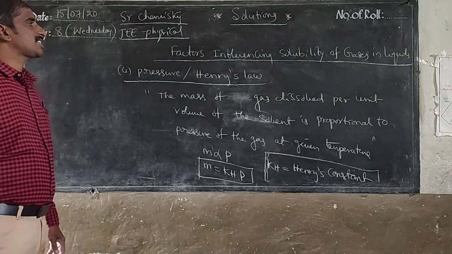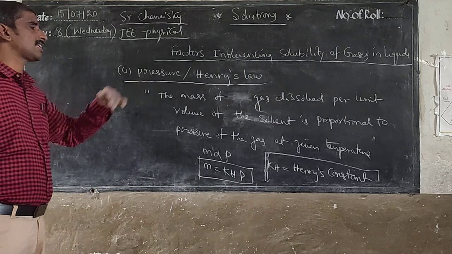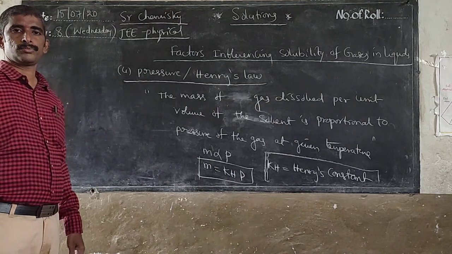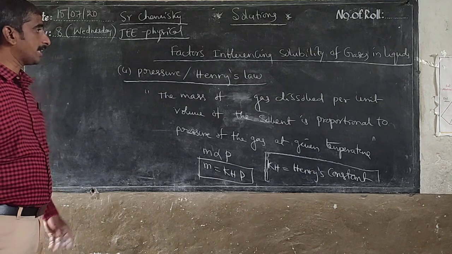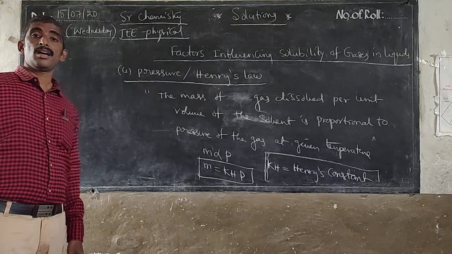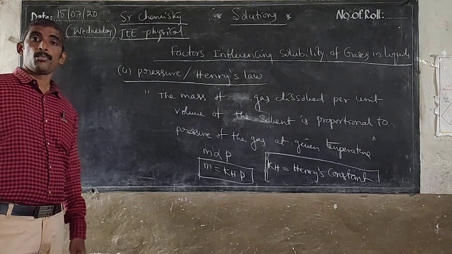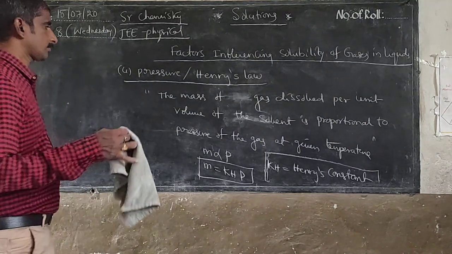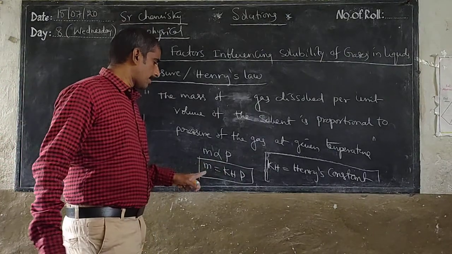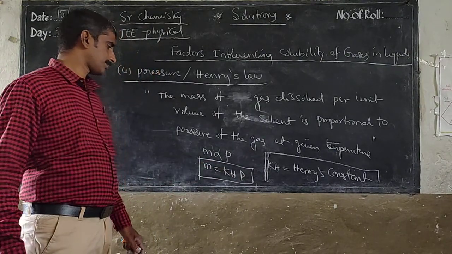So these are the factors that influence the solubility of a gas. This is Henry's law. Next, Henry's law can be stated as, in most cases, m equals kH times P.